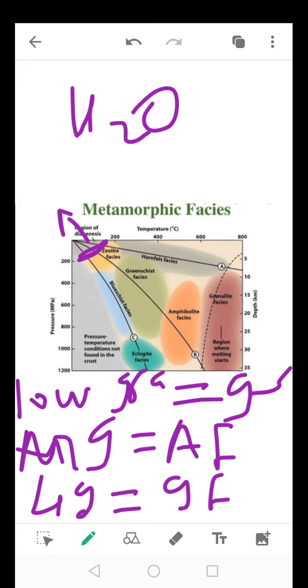So you'd understand that zeolite is characterized by the water content within its structure. So within or along that direction, that is to say from zeolite, greenschist, amphibolite, up until we reach granulite. Let me draw it in a good manner.